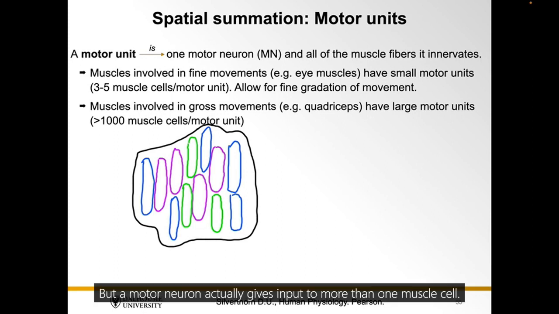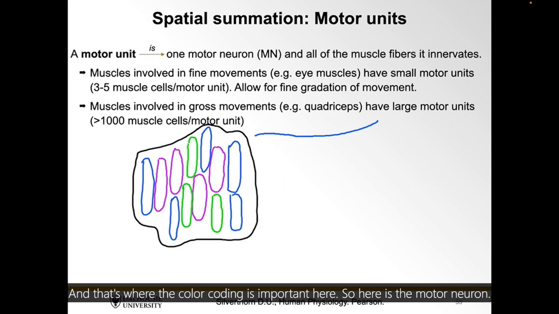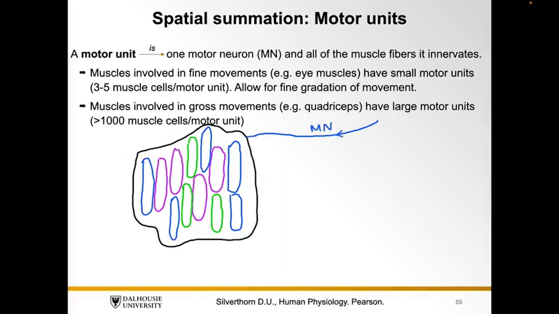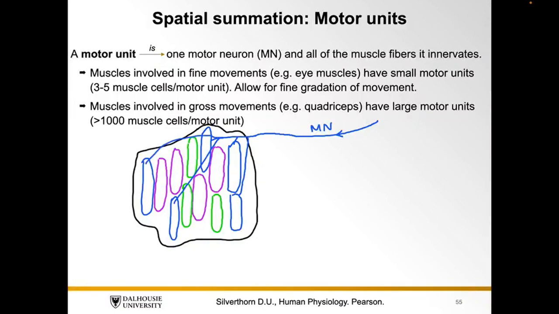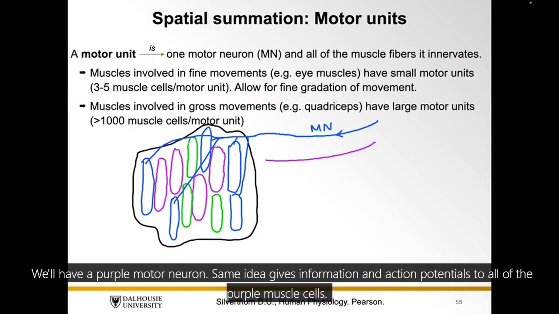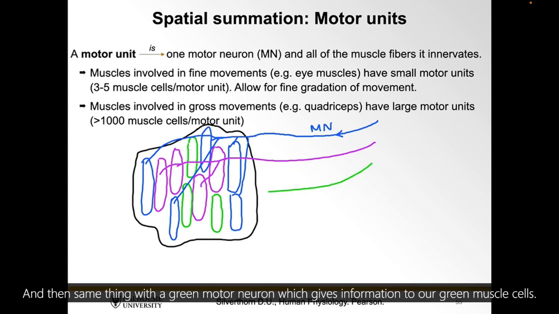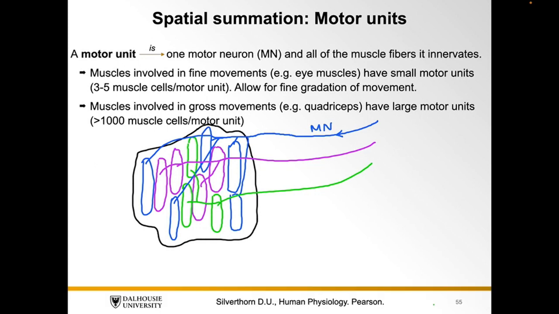But a motor neuron actually gives input to more than one muscle cell. And that's where the color coding is important here. So here is a motor neuron, and the blue motor neuron will innervate all of the blue muscle cells. We'll have a purple motor neuron, same idea, gives information and action potentials to all of the purple muscle cells. And then same thing with our green motor neuron, which gives information to our green muscle cells.